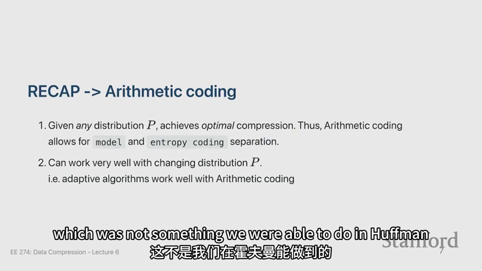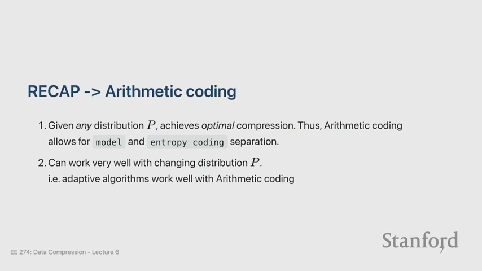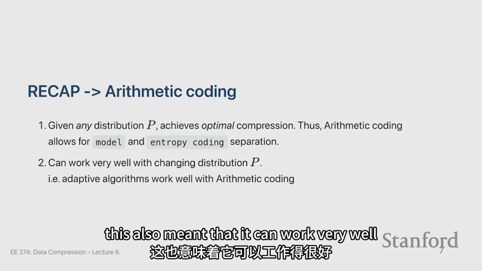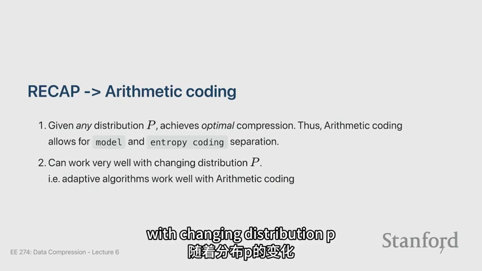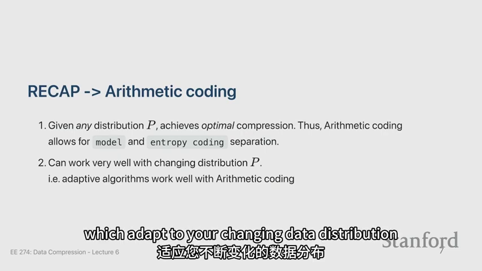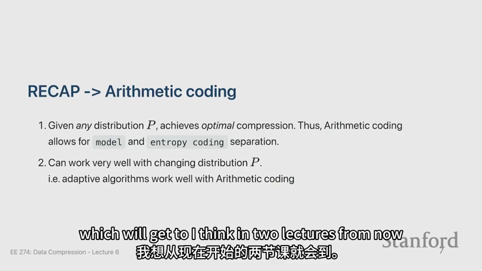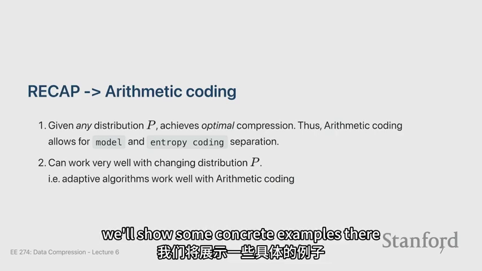This was not something we were able to do in Huffman, Shannon, or any of the previous codes we looked at. It also meant that it can work very well with a changing distribution P. In fact, you can come up with adaptive algorithms which adapt to your changing data distribution using arithmetic coding, and that's a topic we'll get to in 2 lectures from now. We'll show some concrete examples there.